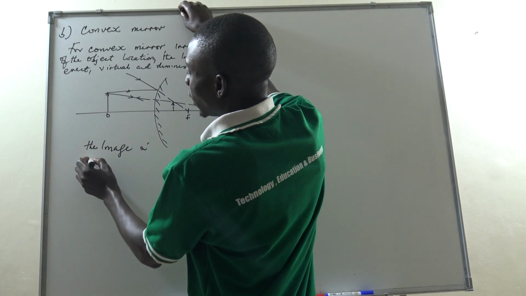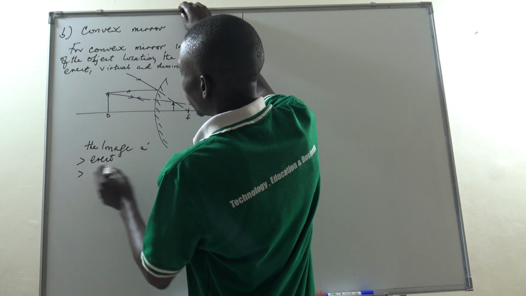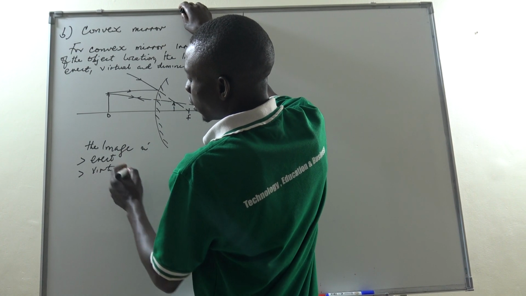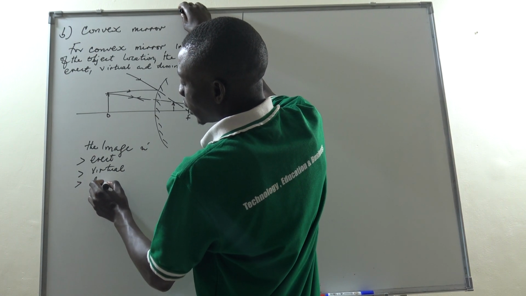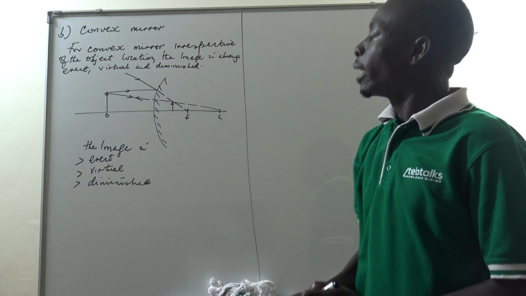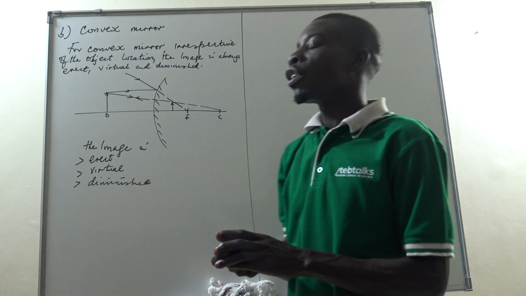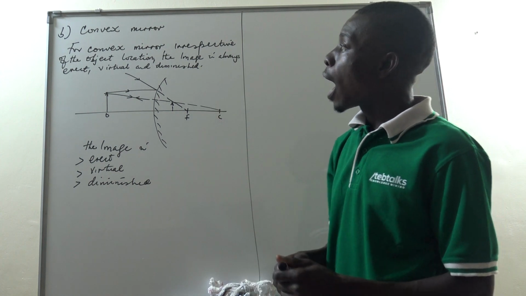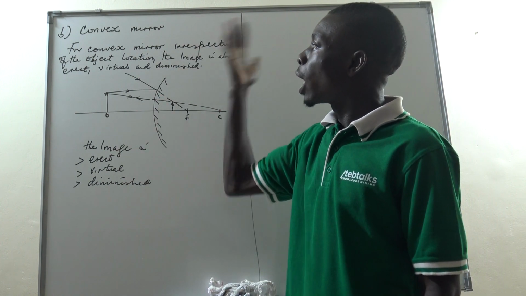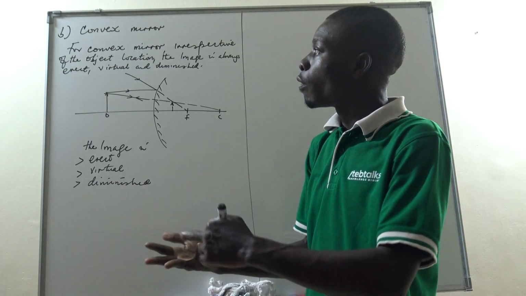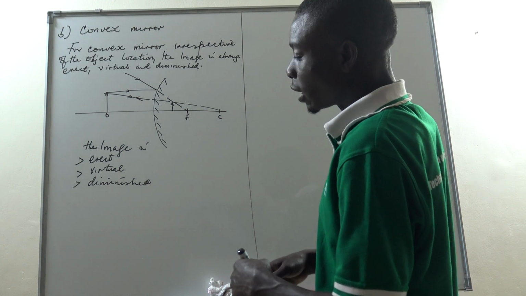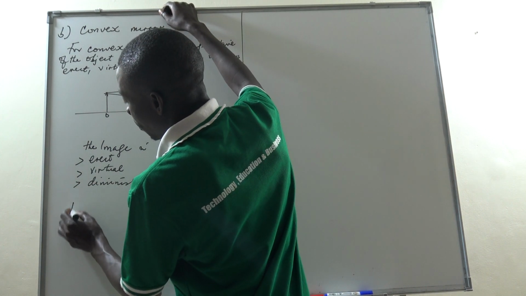You can see here, yes, it is erect or upright. And then two, you can see that it is virtual. And then you can see that it is diminished. So those are the basic image construction ray diagrams for our convex mirror. Is that okay? Don't forget, we are going to look at the application of all the curved mirrors, the convex and the concave mirror, in the next part. As for now, let's first look at the linear magnification.